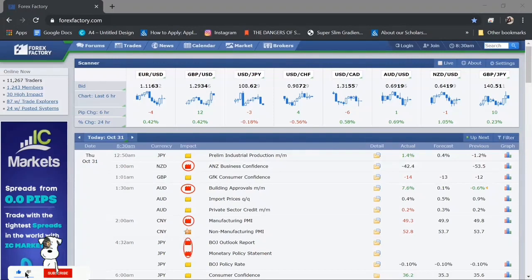This red one is high impact. The one with orange color is medium impact. You should still pay attention to this one. But the one with low impact doesn't really move the market like that. It does not move the market.